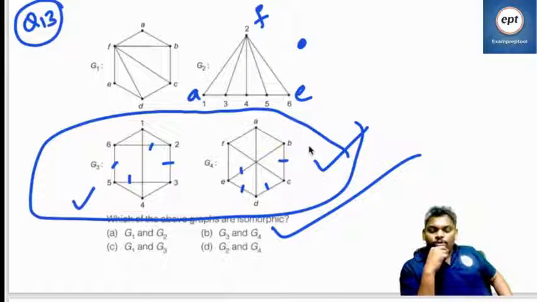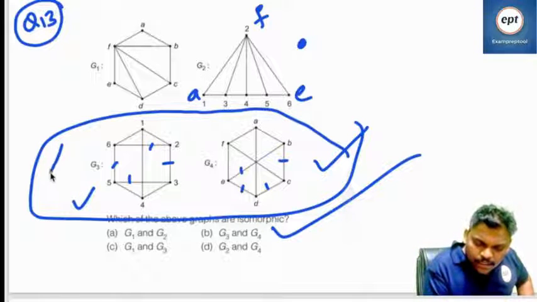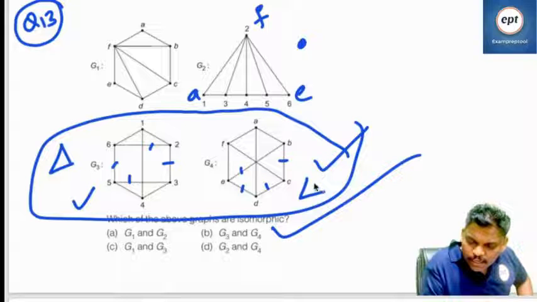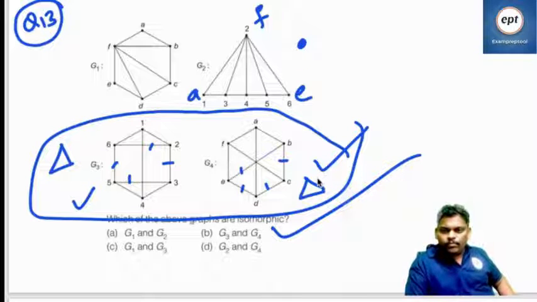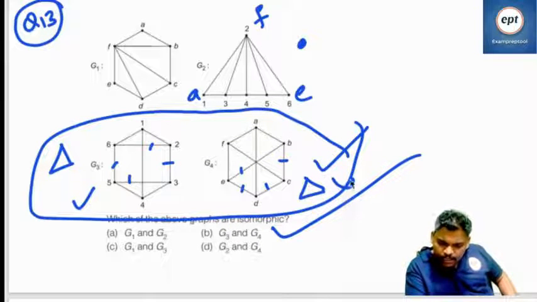Now one small question I want to ask you. G3 contains a triangle. Does G4 have a triangle or not?